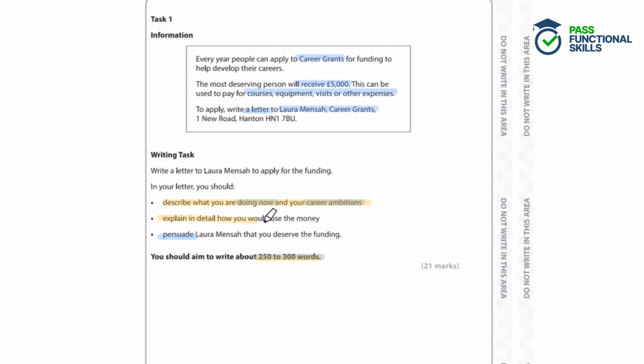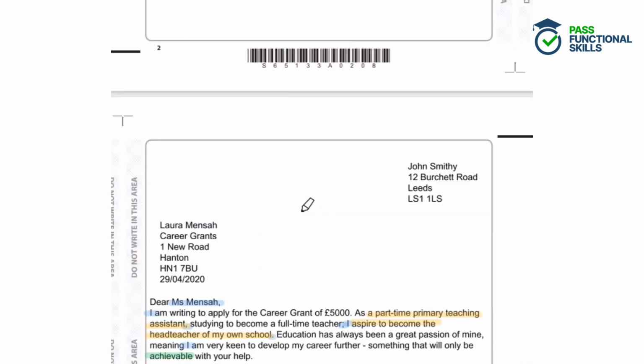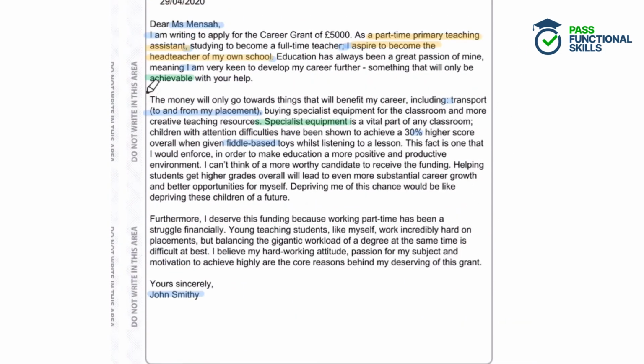Explain in detail how you would use the money. They've explained in this paragraph here that the money will be used for transport, it will be used for specialist equipment, and they've gone into some detail explaining why they think this specialist equipment will be needed and what kind of specialist equipment they want to use the grant to fund. So fiddle-based toys, for example.